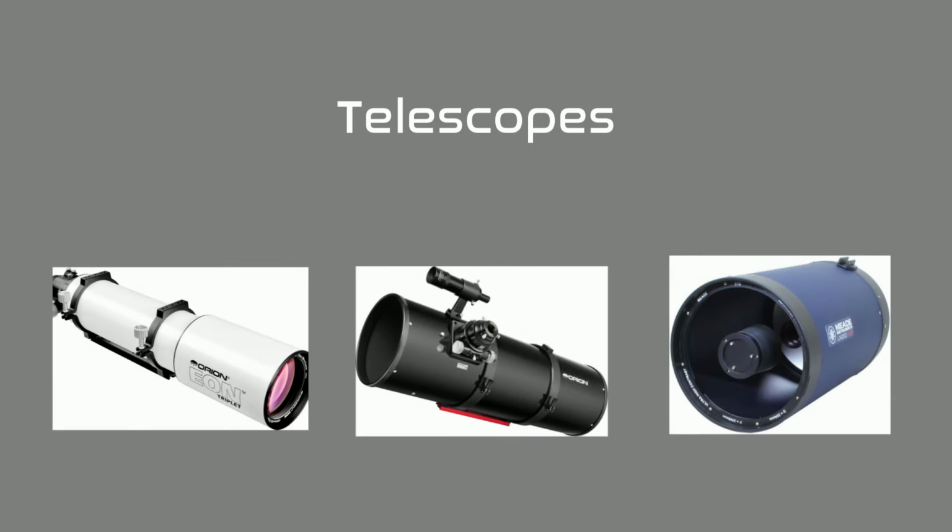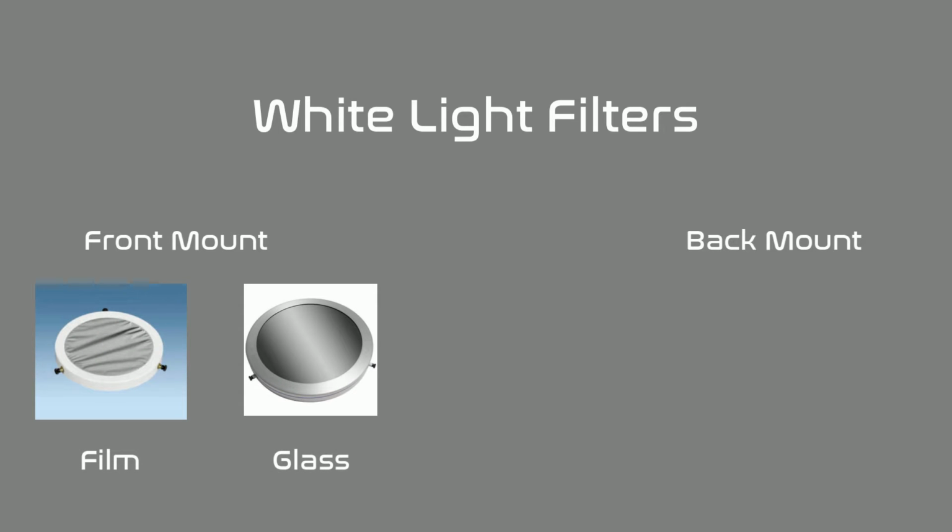As for your equipment, you can use your existing telescope that you already have, whether it's a refractor, a reflector, or a Cassegrain telescope. However, the white light filter has to be mounted on the front or the back of the telescope. If you use a front mounting filter, you have the option of using either a solar film filter or a solar glass filter. Make sure the filter that's used covers the entire aperture of the telescope, and inspect the filter for any small holes or cracks before using it.